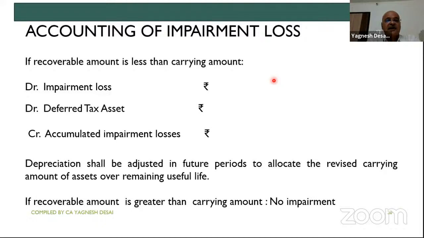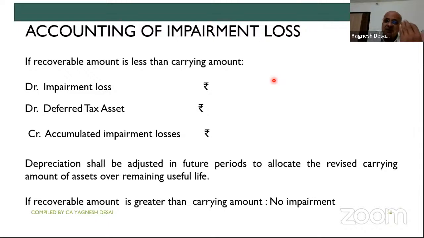Because accumulated impairment loss is an allowance account. It is neither an asset nor a liability. It's an allowance account. What do you mean by that? This amount, accumulated impairment losses, I will reduce it from what? From the carrying amount, from the total cost. I'm sorry, not the carrying amount. To arrive at the carrying amount, I will reduce this amount from the total cost.